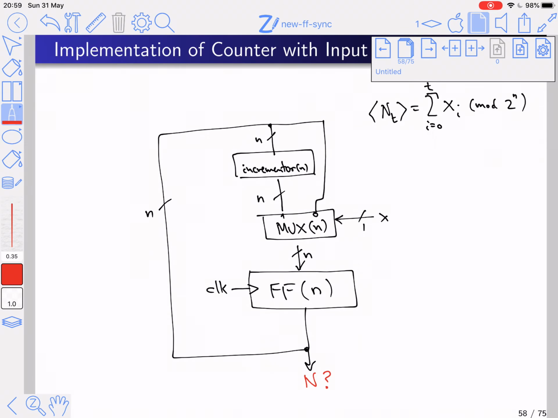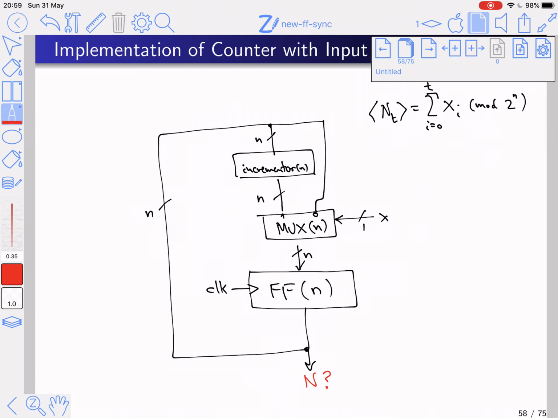So here's a suggestion for an implementation. We take the current state and we either keep it or we increment it based on the value of x. So if x is 0, we keep it. If x is 1, we perform an increment and get the next state. I'll leave it as an exercise to prove that this circuit is indeed correct.